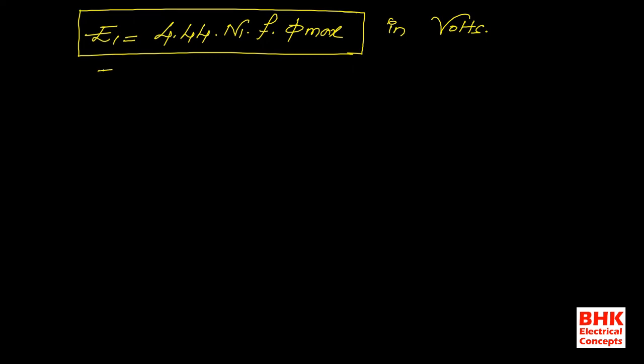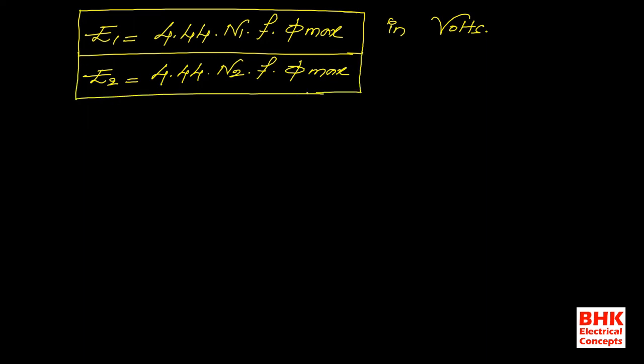So the EMF E2 in the secondary side is given by 4.44 into N2 into f into phi max, because N2 is the number of turns in the secondary side. These two are the EMF equations of the primary side and secondary side of an ideal transformer.